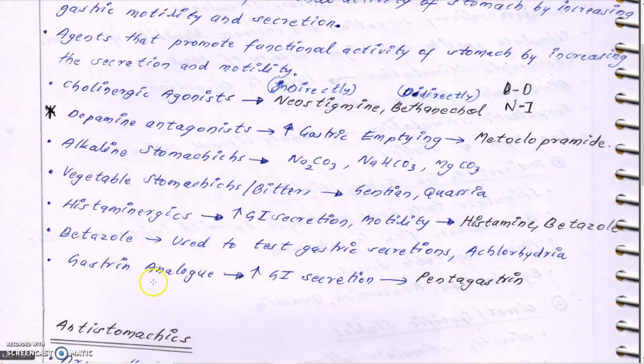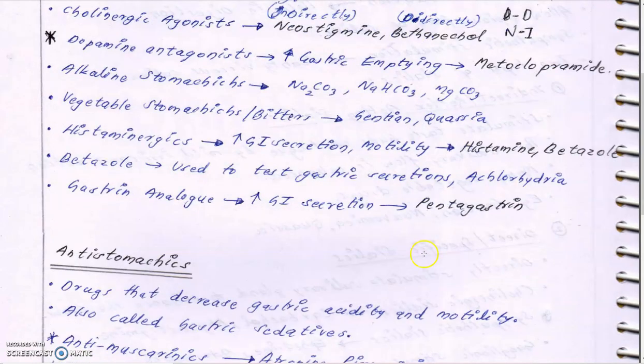Now, gastrin analogs, which increase gastrin content. They bind to the receptors present on the gastric cell and increase H plus secretion, so that a proper amount of HCl is produced and digestion is controlled, without any small problems.